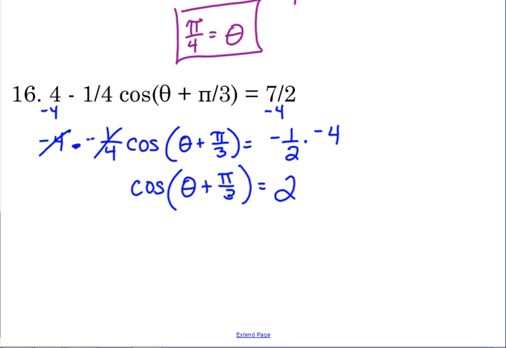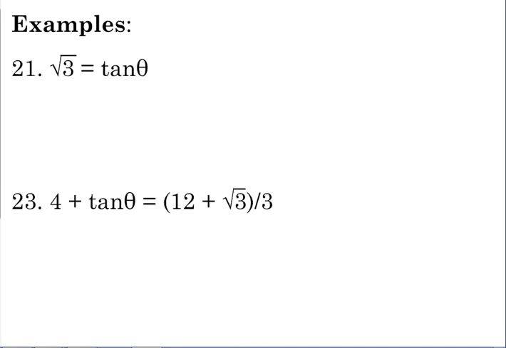Well, is there anywhere where our cosine equals 2? No. The biggest cosine can be is +1 or -1. So this is another no solution equation. Okay, cosine and sine cannot be greater than 1, so there is no solution to this equation. All right, let's look at a couple more examples.